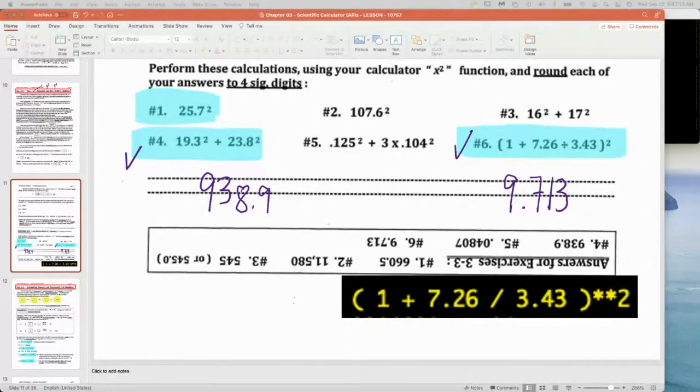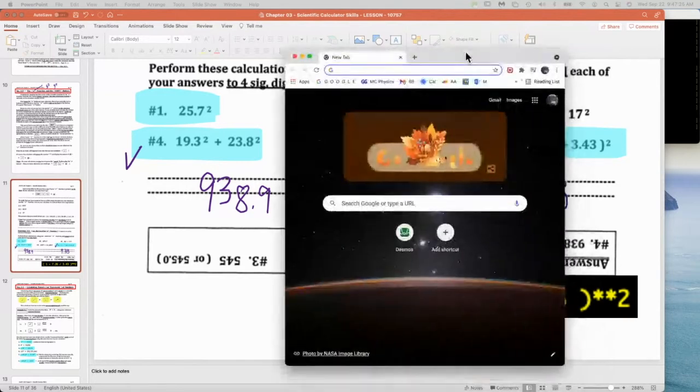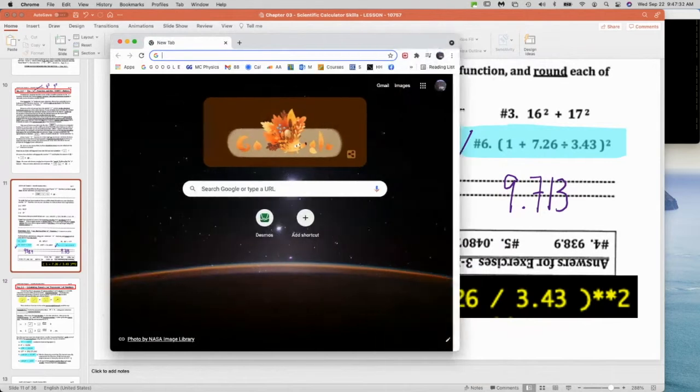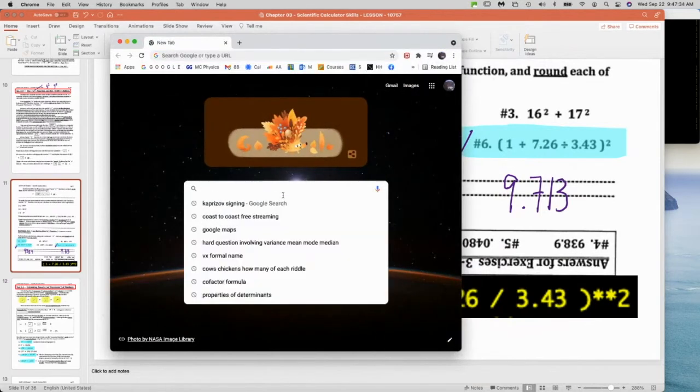Okay. So what kind of calculator do you have? What kind of calculator do you have, Cosmo? We need to look at the calculator then. What's the name? I need the serial number, the code, whatever. Casio, Sharp.